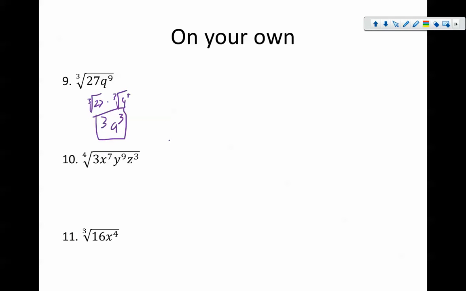Number 10, this is the fourth root of 3 times the fourth root of x to the 7th times the fourth root of y to the 9th times the fourth root of z cubed. Fourth root of 3 doesn't do anything. It doesn't change. It's the fourth root of 3.